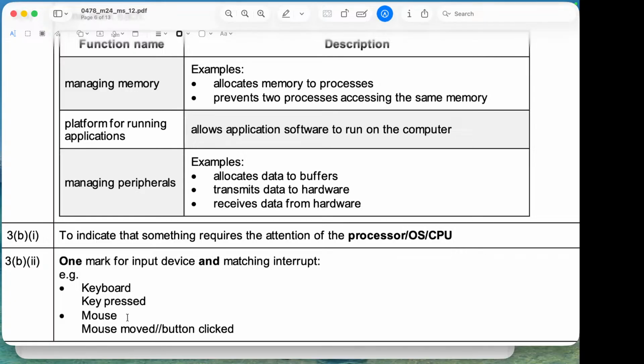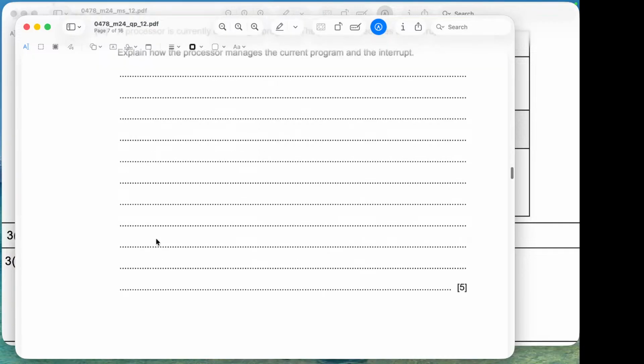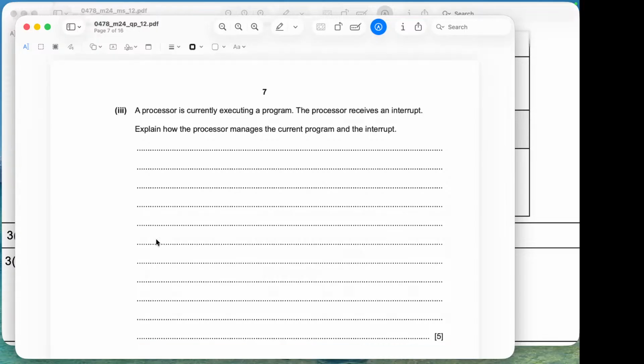Now, the next question does go into interrupts more, so let's have a look at that. It says, and there's 5 marks for this, a processor is currently executing a program. The processor receives an interrupt. Explain how the processor manages the current program and the interrupt.